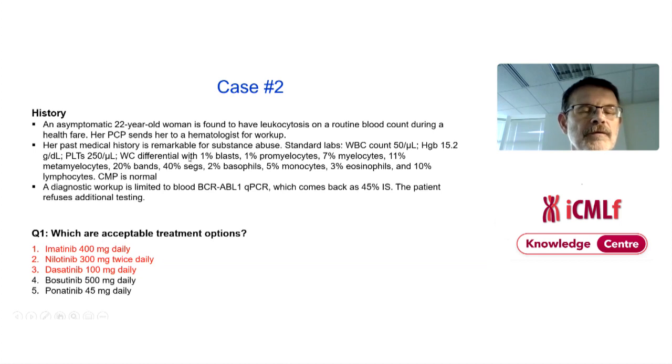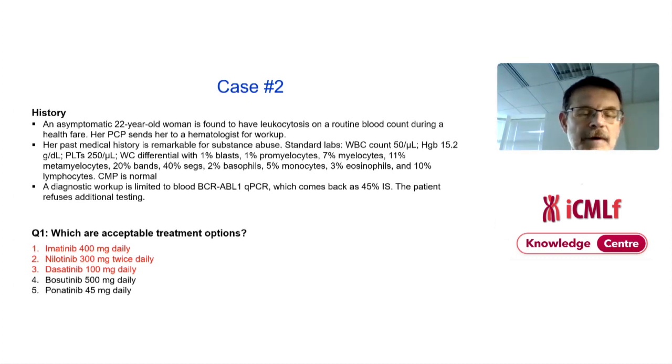We don't have complete information, but this really looks like low risk chronic phase CML. So technically, to be really sure, we would have marrow karyotyping as well as a bone marrow biopsy and aspirate. But suffice it to say that I think all these are probably okay choices.